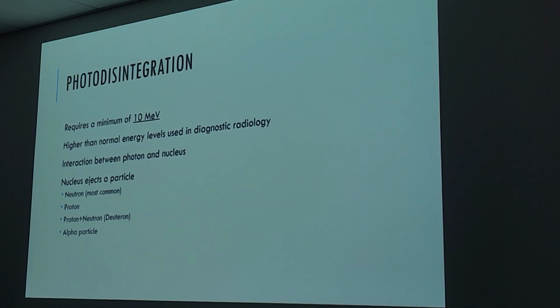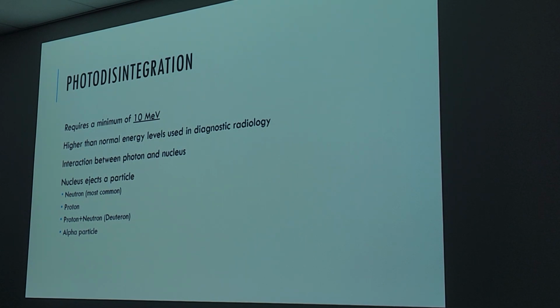And I believe this is the last interaction that we'll talk about. Photodisintegration. This one requires a minimum of 10 mega electron volts. This is an interaction between a photon and the nucleus, and the nucleus can eject any one of these particles. Not all four, just one of those. And that's all you need to know about photodisintegration.